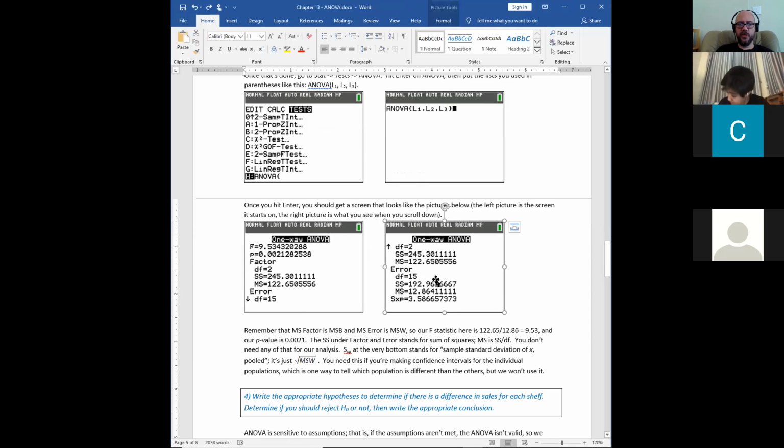These two pictures, by the way, are all one screen. You just scroll down to get the second picture.